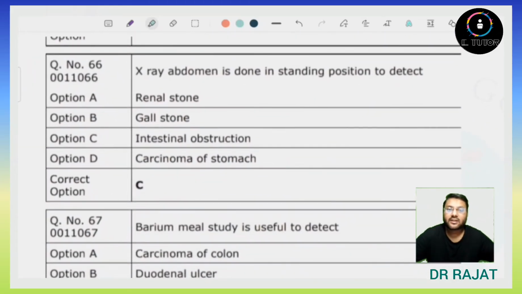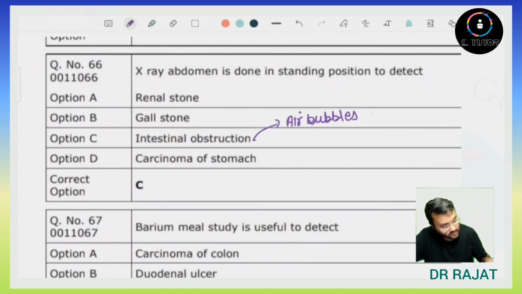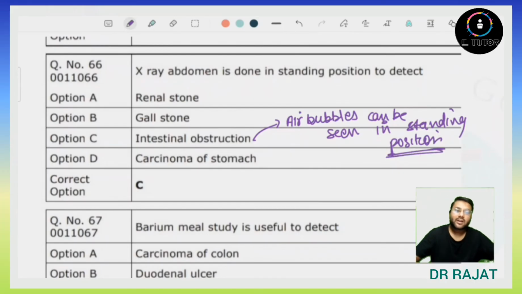X-ray abdomen is done in standing position to detect the intestinal obstruction, because air bubbles can be seen easily in standing position. And by the number of the air bubbles we will be able to guess the site of obstruction in intestine. So answer here will be intestinal obstruction.